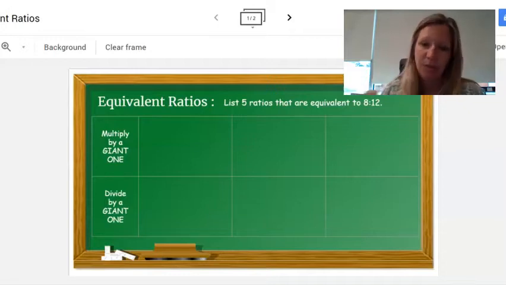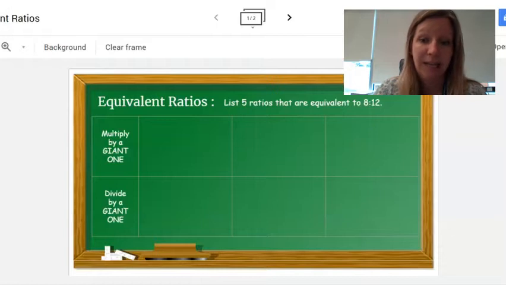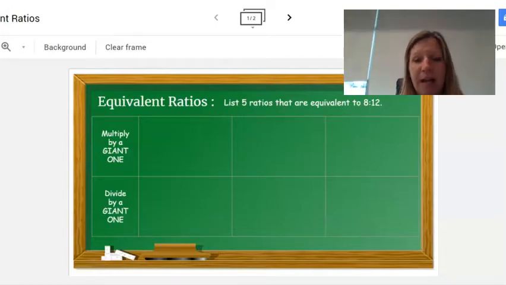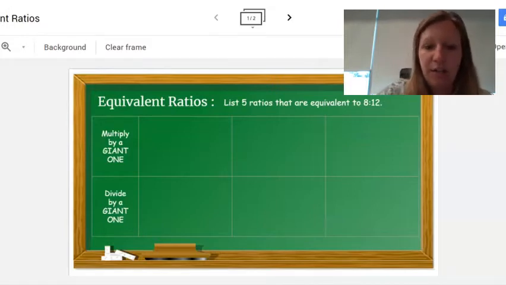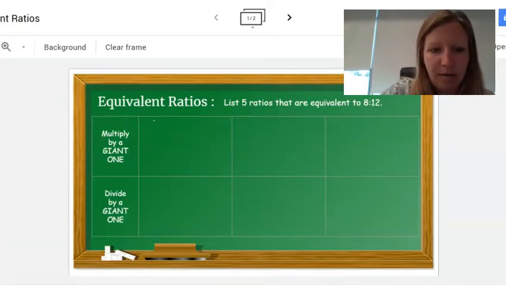So what we're going to do, I want to list 5 ratios that are equivalent to 8 to 12. And so what I would do, there's a couple different things you can do. The first thing that you can do is we can multiply by a giant 1 to get new ratios. So I'm going to start with my ratio of 8 to 12.